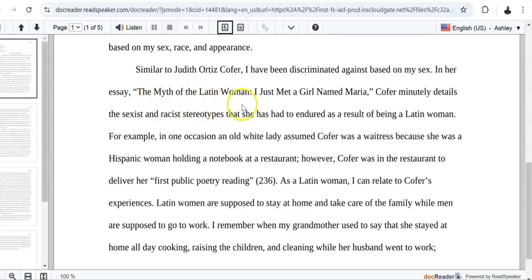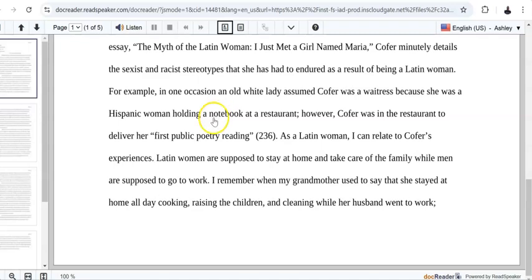And notice here, "The Myth of the Latin Woman. I just met a girl named Maria." This is an article, so it's in quotes. Now, if it were a book title, it would be in italics. All right, and then you're going to read through here.